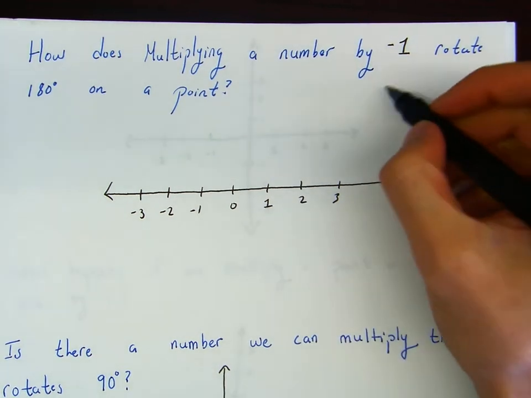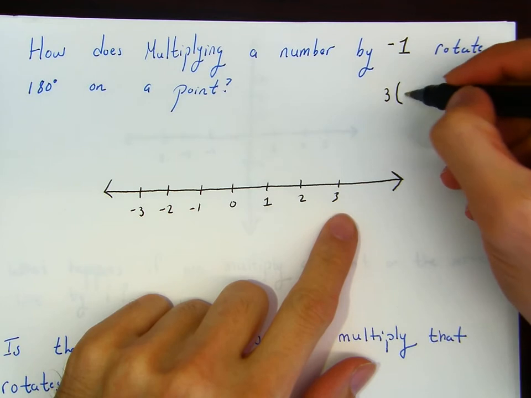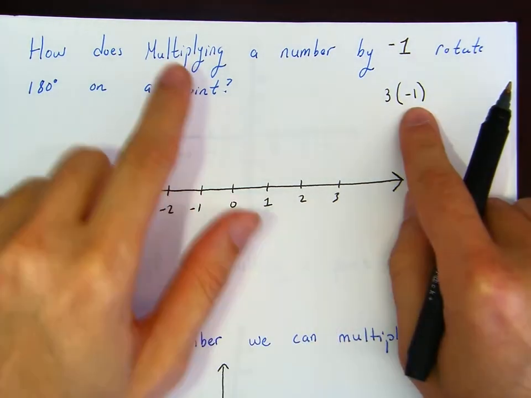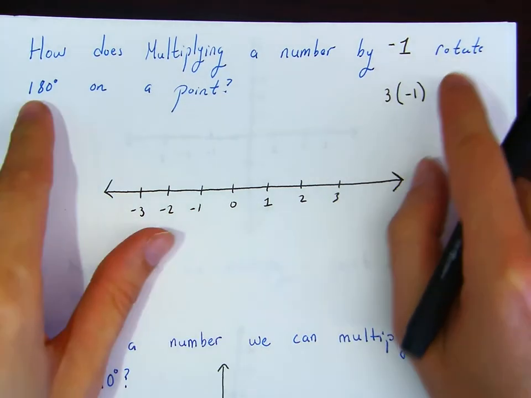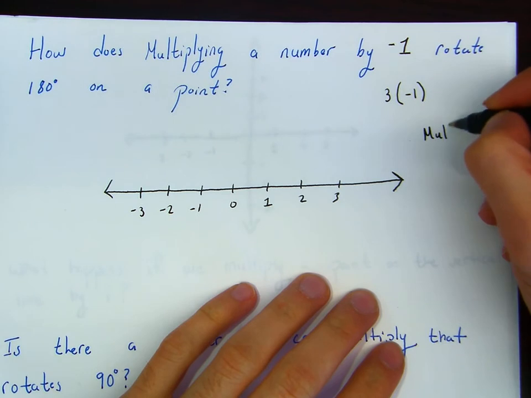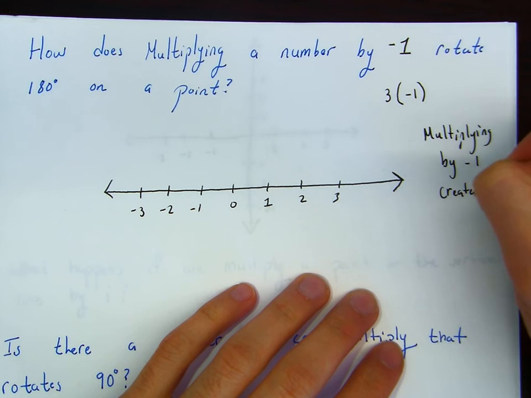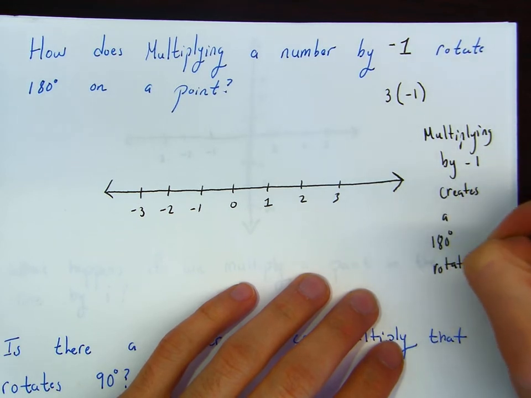If I take the number 3 and I multiply it by minus 1, we're going to say that multiplying a number by minus 1 creates a 180-degree rotation. So let me write that down. Multiplying by negative 1 creates a 180-degree rotation. So what on earth am I talking about over here?